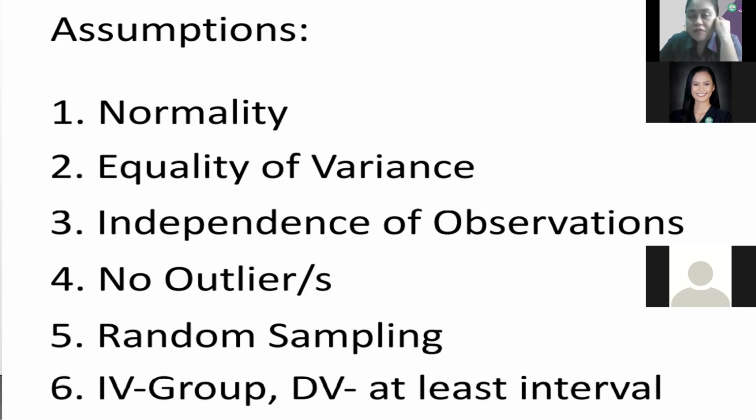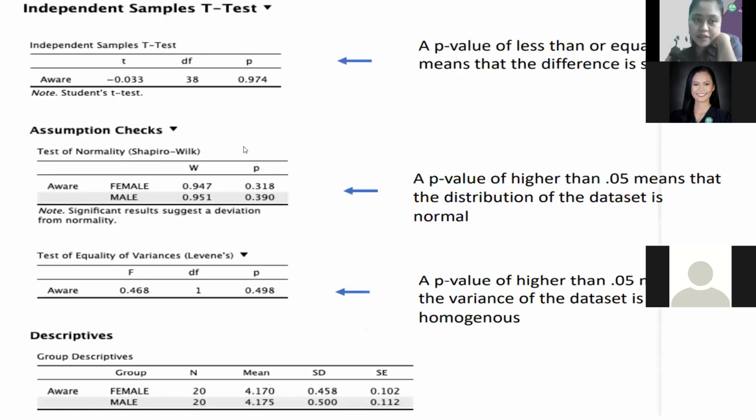And the independent variable should be in group. So kagaya nito, nakagrupo sila. Isang grupo sa babae, isang grupo sa lalaki. Yung example kanina na experiential and lecture, group din yon, di ba? Isang group for experiential, isang group for the lecture. However, the dependent variable should at least be interval, meaning we should be dealing with real numbers here. It can be product of experimentation in the laboratory or real numbers coming from our survey.